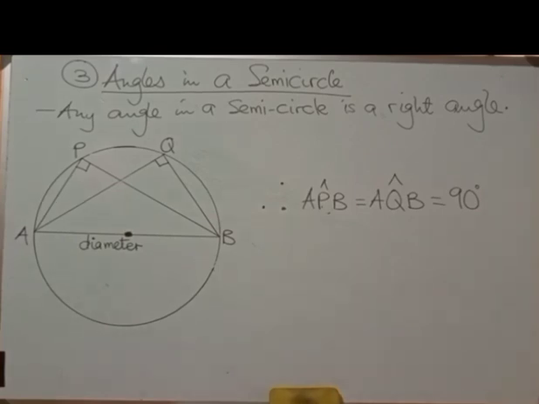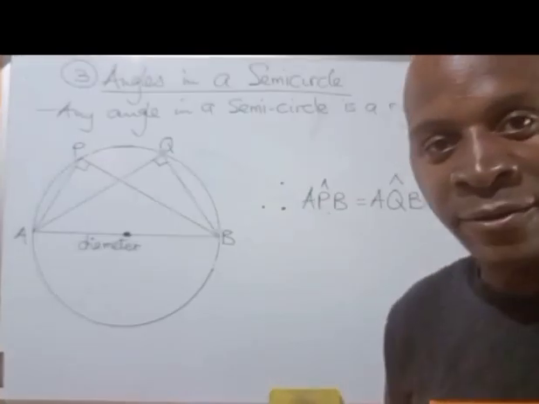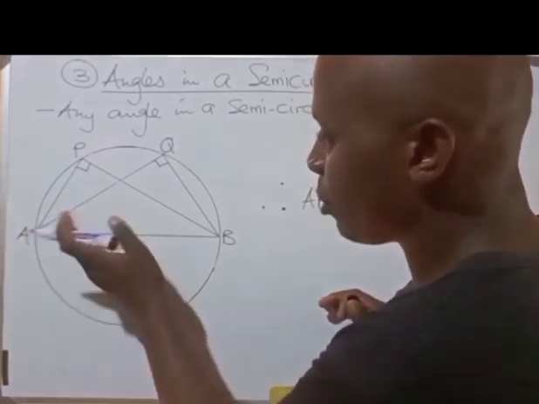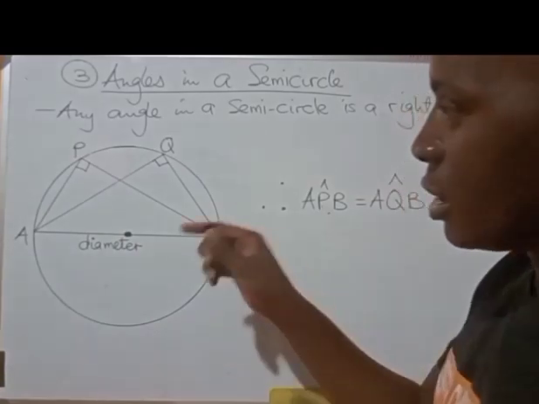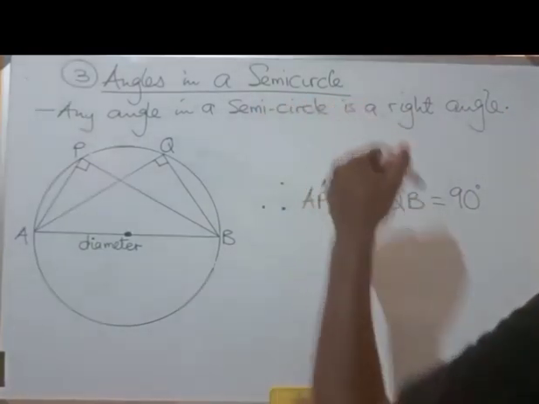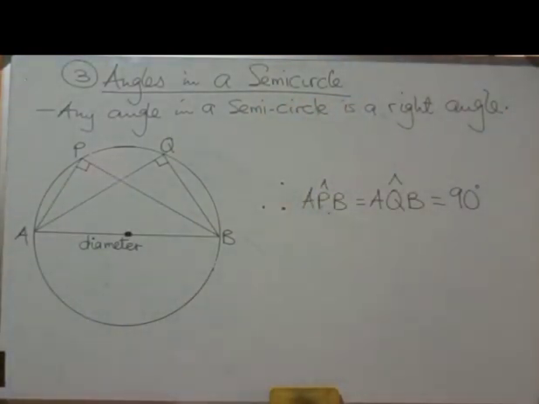We have the third theorem, which says angles in a semicircle. You know, a semicircle means half a circle. And what makes a circle to be half? It is a diameter. So we are talking about these angles, which are in the semicircle. We are told that any angle in a semicircle is a right angle.